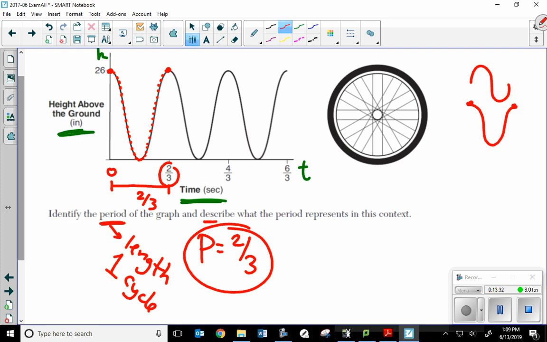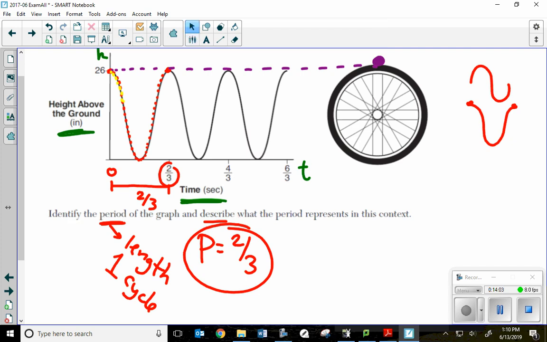But they want me to also describe, not just identify. We identified it. Let's describe what that means in the context here. All right. This represents the height off the ground. So let's do purple again. Let's put a little dot right here. Okay. This little bugger is at the top, the highest point, 26 inches, bam, off the ground. As I move down my graph, my height is decreasing, right? Which means this is starting to move down. I keep on moving down until I get to the lowest point, which is right about here. So that means this guy is going to move to the lowest point. Boom. Then I go back up to the high point.